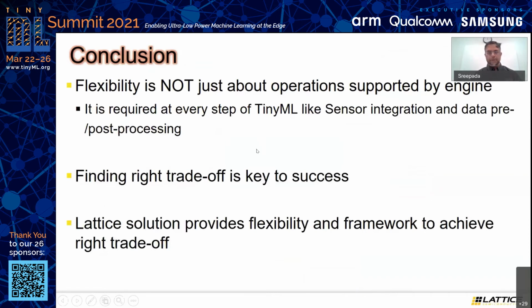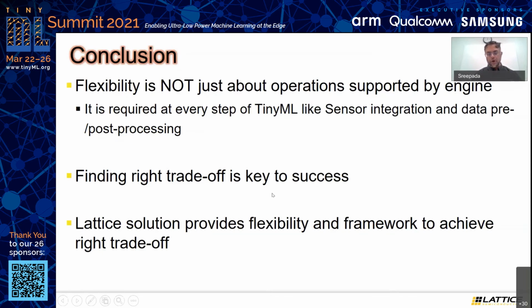So the conclusion, basically, is that we are providing flexibility, not just in terms of neural network inference and the number of operations we can support. That is definitely a very important aspect, and our engine is tunable. But when we talk about flexibility, that's not the only thing we should consider. We should consider other things like sensor integration and available libraries to integrate with the ML engine. And finding the right trade-off is very important for success in tinyML.